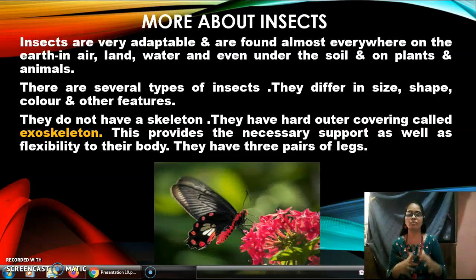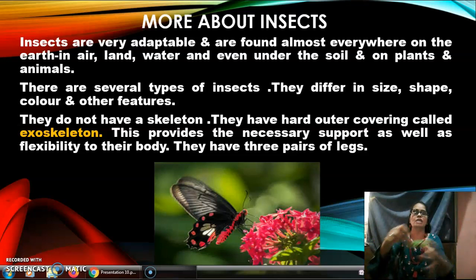They have a hard outer covering called an exoskeleton. Like, see, a few of the insects I will show you, they have a hard outer covering. This provides the necessary support as well as flexibility to their body. They have three pairs of legs. Children, see, three pairs, 1, 2, 3. Every insect has three pairs of legs, right?